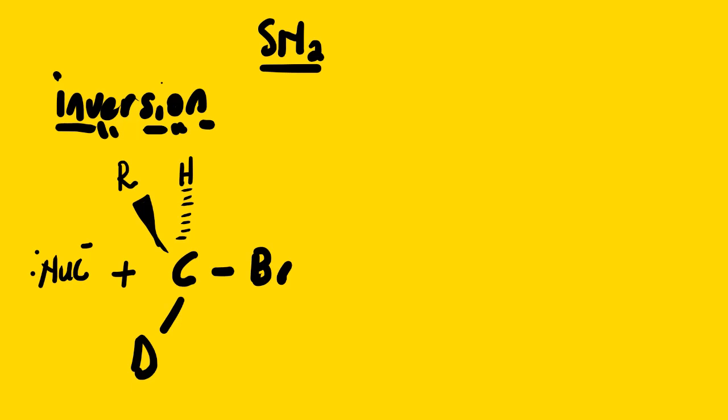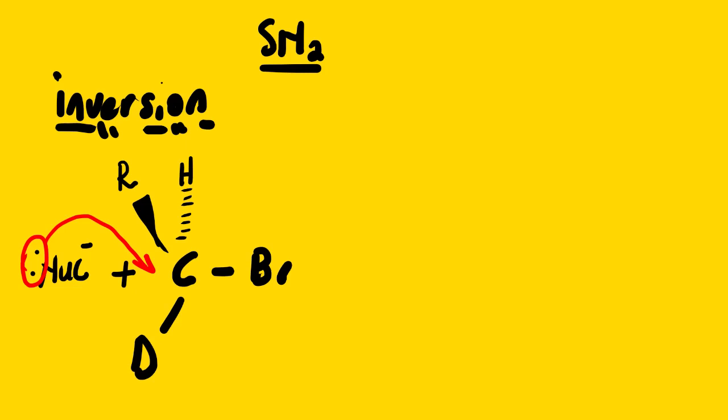So in this case, looking at the inversion of configuration, under the SN2 mechanism, remember that SN2 is only a one step process or reaction. What happens is that the nucleophile will attack from the back. This is the stereogenic center, by the way. And then at the same time, our leaving group will leave the substrate, and it will leave as a halide ion.